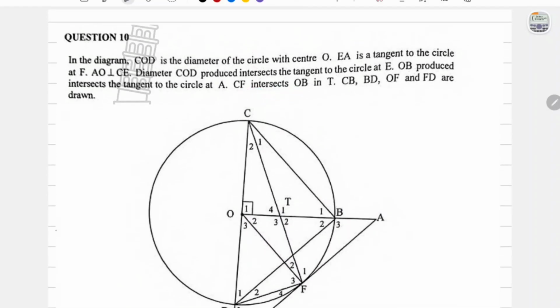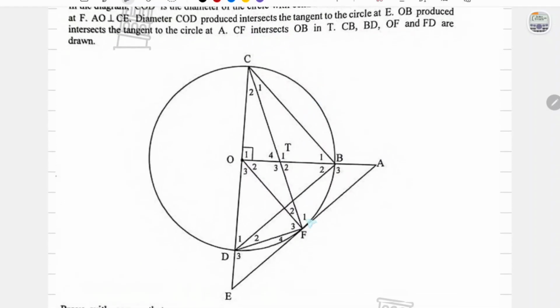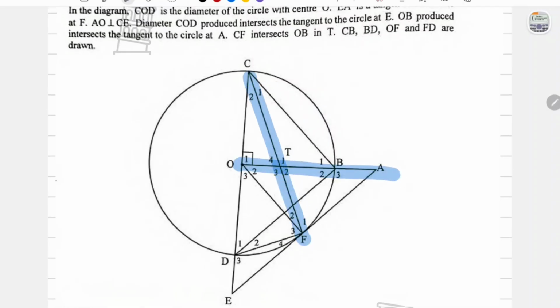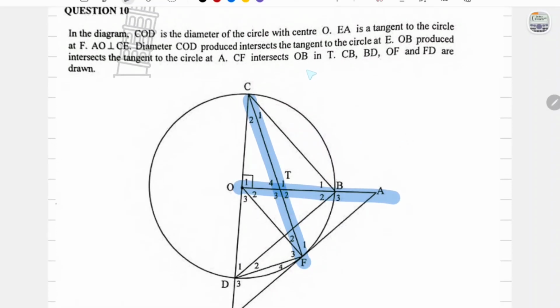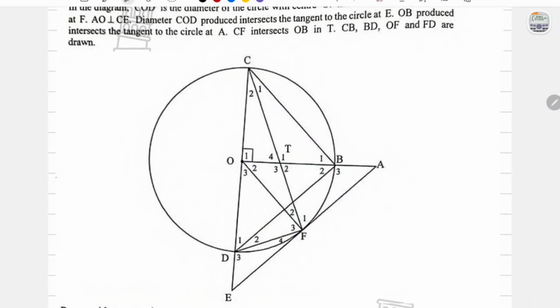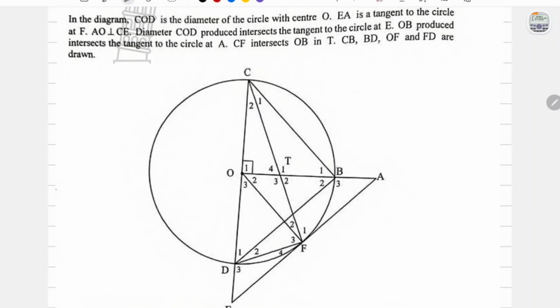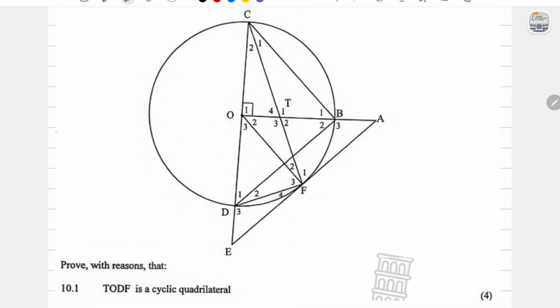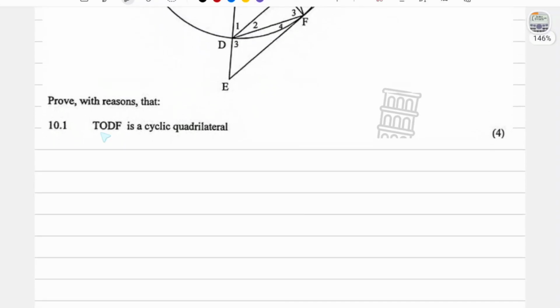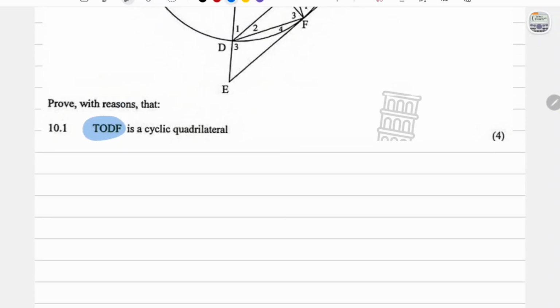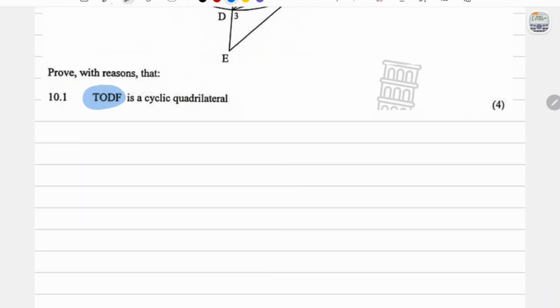And then CF intersects OB in T. And then they tell us that CB, BD, OF, FD are drawn. So those are just chords and lines that we have there. The first question is to prove that TODF is a cyclic quadrilateral. Okay, let's go ahead and talk about cyclic quadrilaterals quickly.